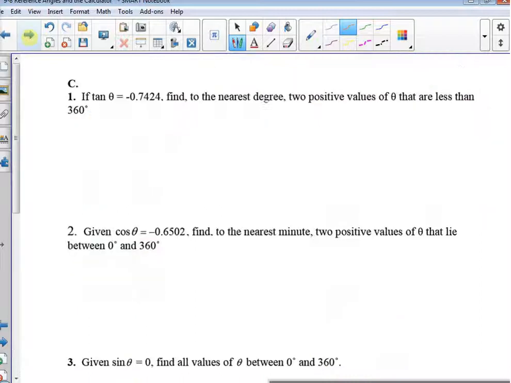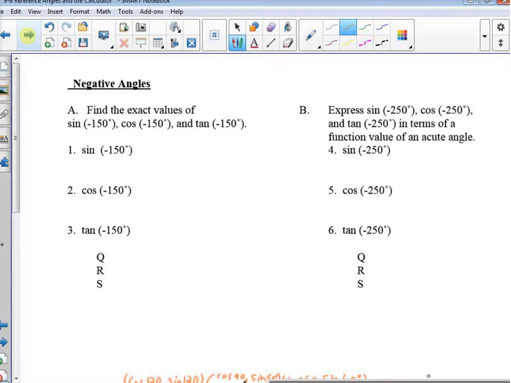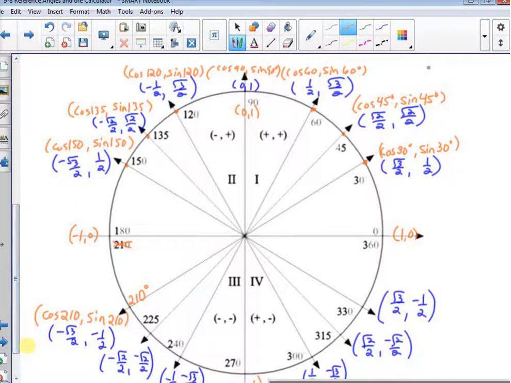Okay, next page. All right, a couple of problems here. So now we're going to be looking for theta. If tan theta is this negative, find to the nearest degree two positive values of theta that are less than 360.